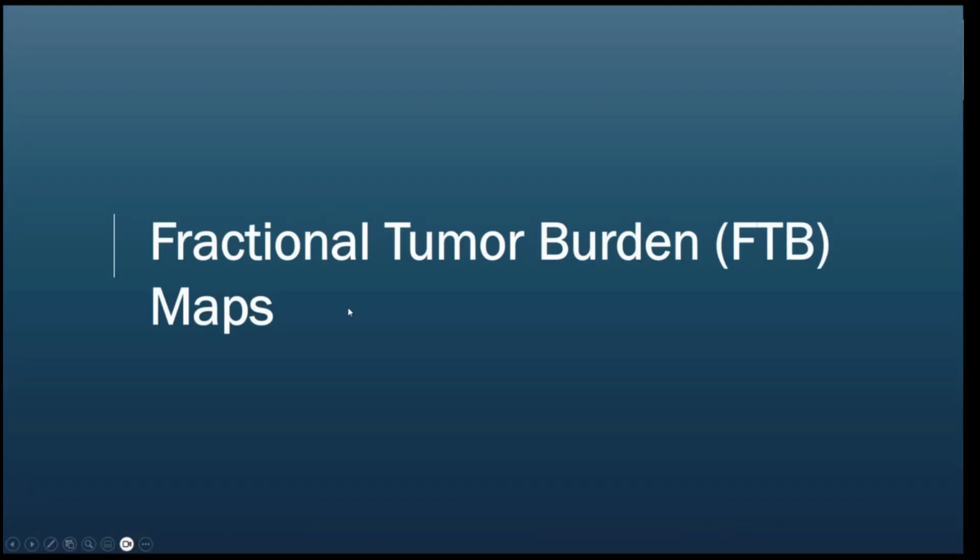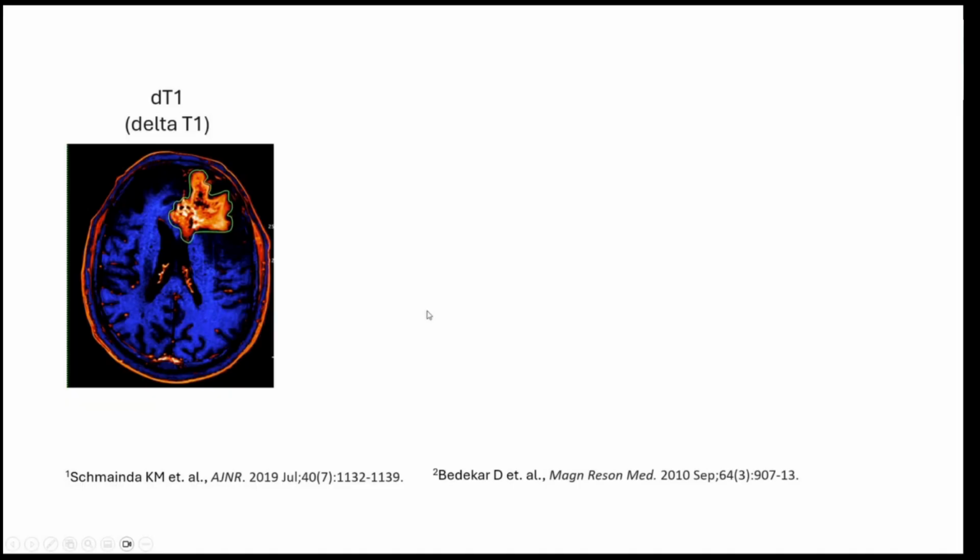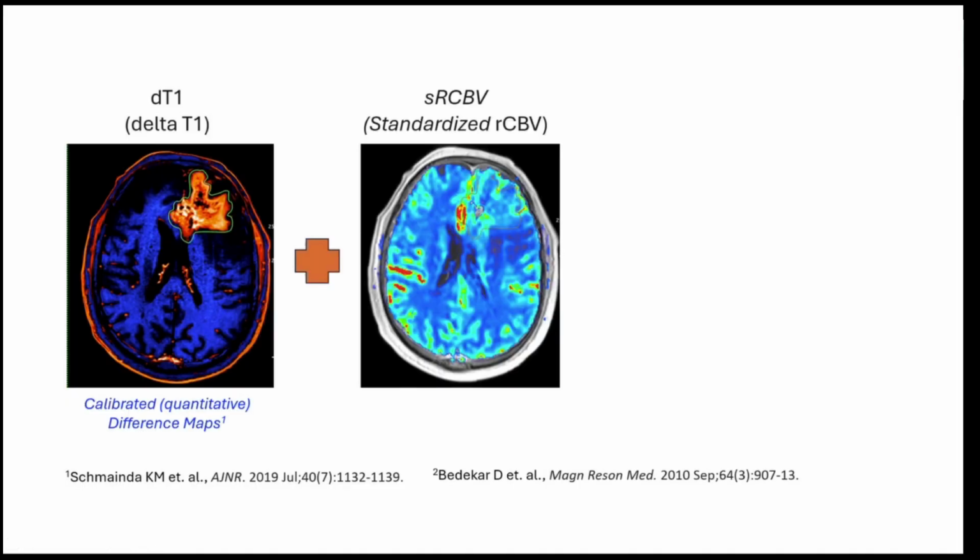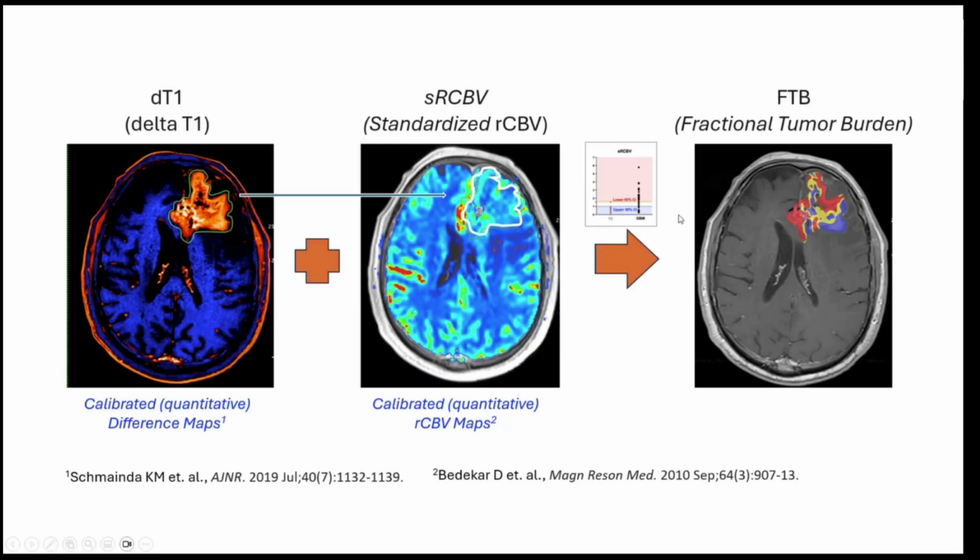Biopsies are a little tricky in this population because lesions are notoriously heterogeneous. So that's where these fractional tumor burden maps are found to be incredibly useful. Basically, the way it works is you outline the contrast enhancing portion of the brain with the delta T1, and then you incorporate and analyze the standardized RCBV. And what they've done is, through a series of spatially registered biopsy samples, generated an algorithm to predict the probability that the biopsy will be positive for tumor depending on its location.